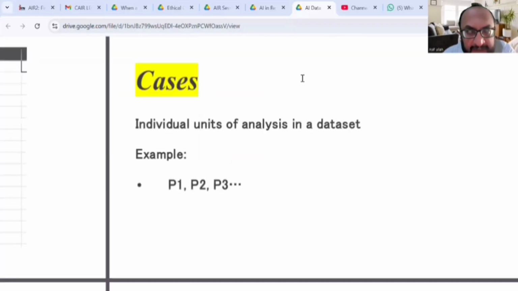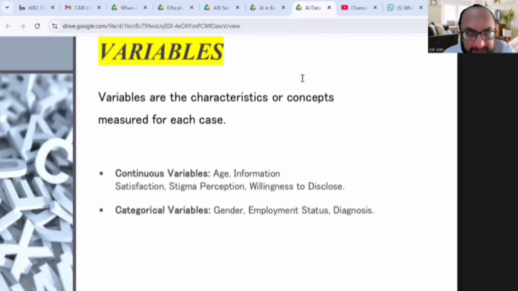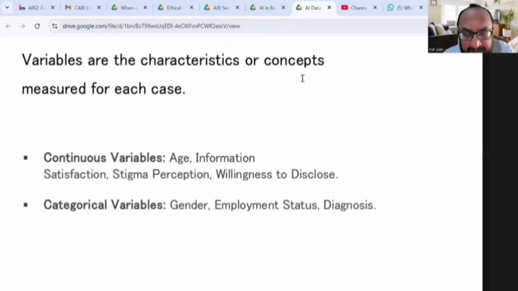This is individual units of analysis in a data set, for example, P1, P2, P3. And then variables are the characteristics and concepts measured for each case. Continuous variables are age information, satisfaction information, stigma perception, and willingness to disclose. Categorical variables are gender, employment status, and diagnosis.